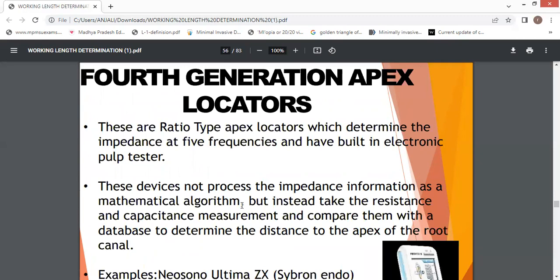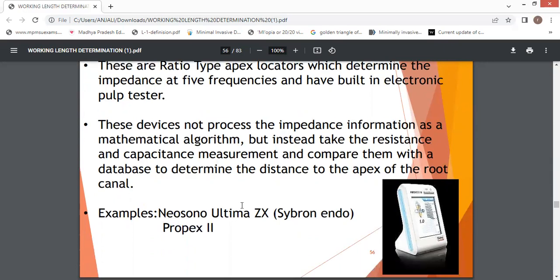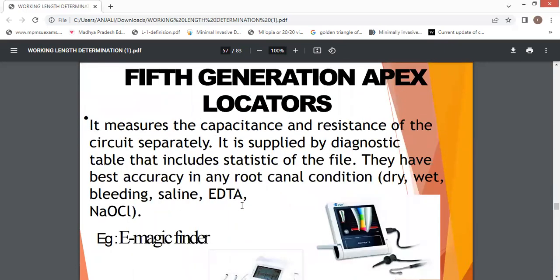Fourth generation apex locators. These are ratio type apex locators which determine the impedance at 5 frequencies and have a built-in electronic pulp tester. These devices do not process the impedance information as a mathematical algorithm, but instead take the resistance and capacitance measurements and compare them with a database to determine the distance to the apex of the root canal. Examples: Neosono Ultima ZX.